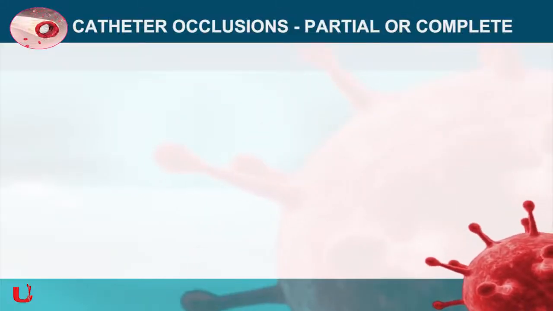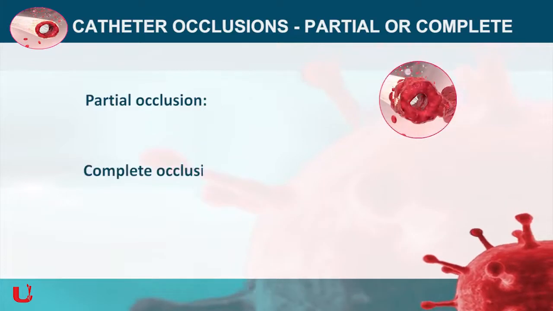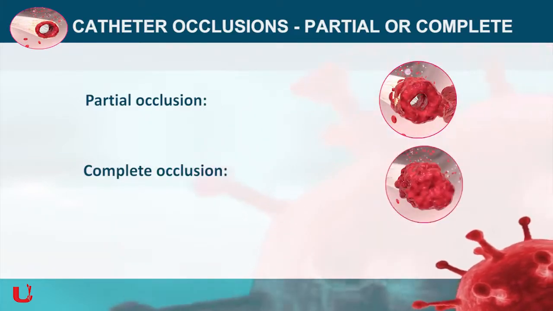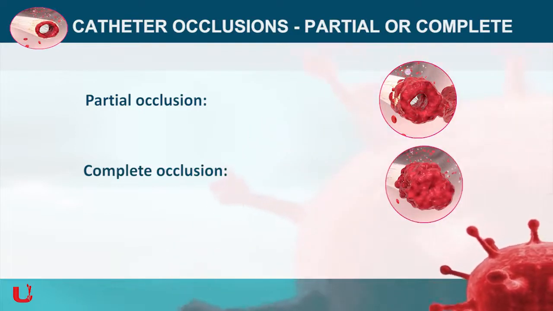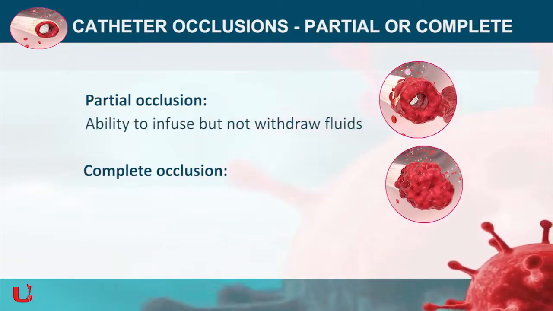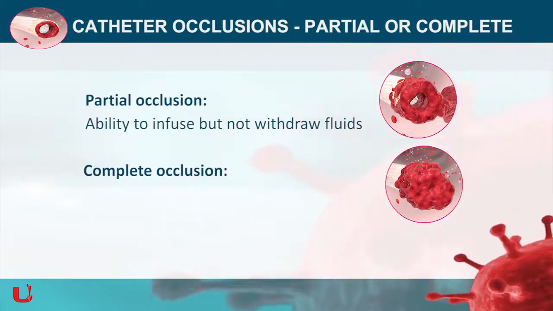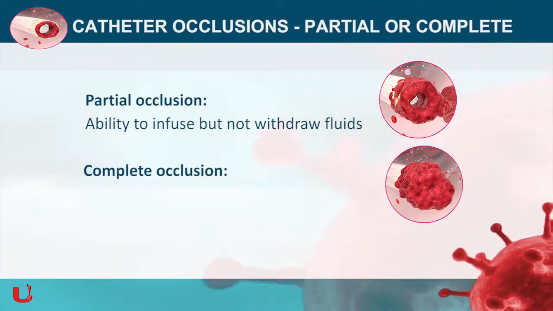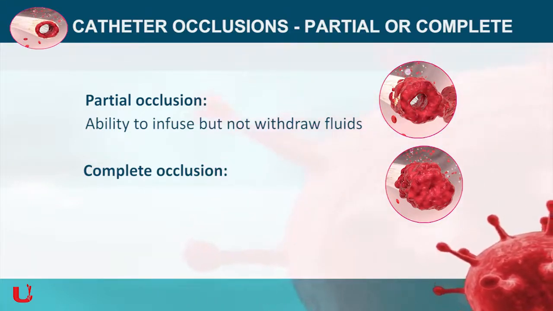There are two types of catheter occlusion. It can be partial occlusion or complete occlusion. In case of partial occlusion, there is sluggish flow or lack of brisk or free-flowing blood return. In this case, blood can be infused but cannot be withdrawn. To rule out a partial occlusion, it is advisable to assure patency prior to administering medications.